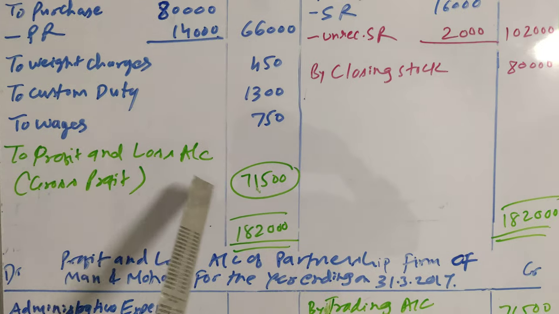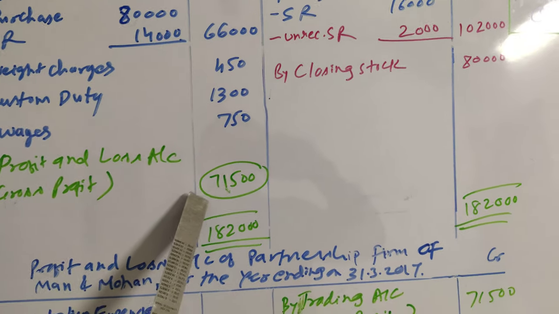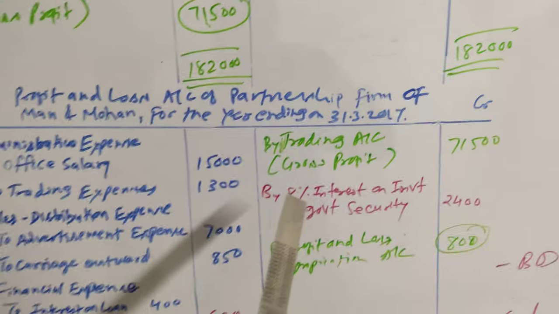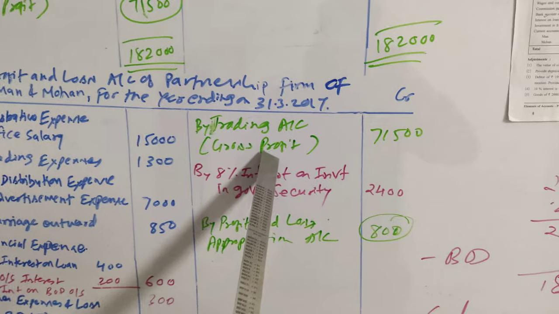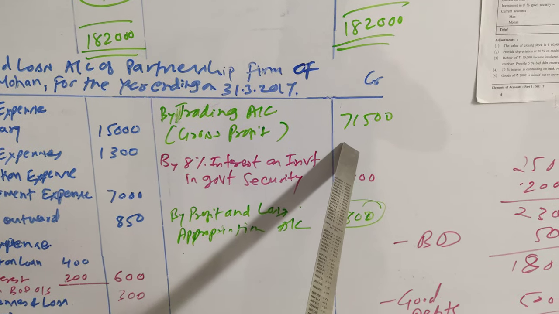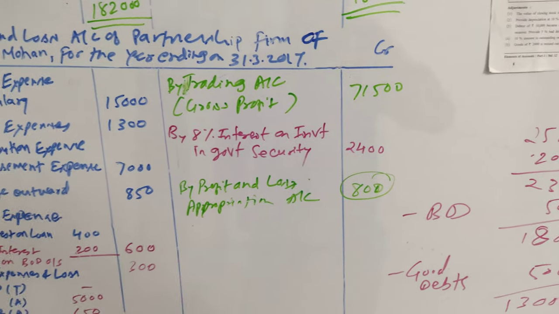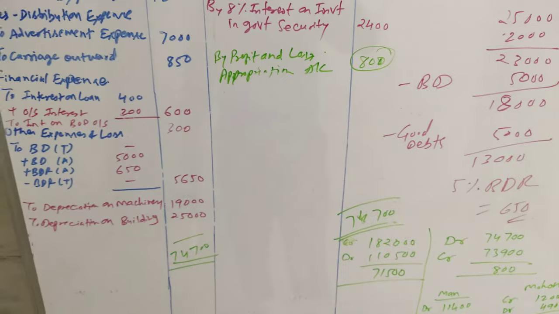This 71,500 will be credited to profit and loss account. So profit and loss account credit side by trading account, gross profit 71,500. Now we will close profit and loss account.